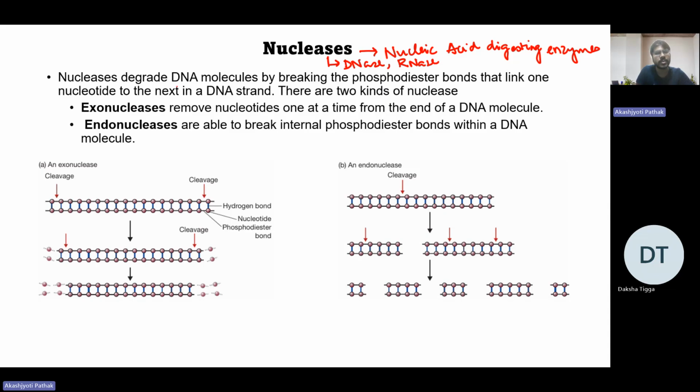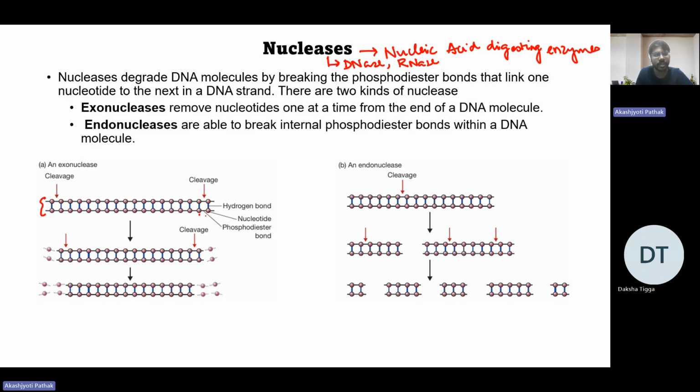What are nucleases? What will they do? So nucleases degrade DNA molecules by breaking the phosphodiester bond that links one nucleotide to the next in a DNA strand. So if you see this figure, this is the double-stranded DNA molecule, and what is shown over here? So these are the sugar phosphate backbone, and what bonds are present between these? These are the phosphodiester bonds. So the phosphodiester bonds are present between two sugar units.